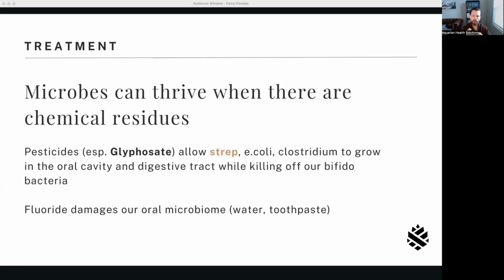And so pesticides, especially glyphosate, allows strep, E. coli, and Clostridium to grow in the oral cavity and digestive tract while killing off our good bacteria, like our bifidobacteria and the lactobacillus. And so if I'm constantly exposing myself to glyphosate, especially with food, then I'm going to have a problem with strep, especially if I already have a problem with it. And the other thing too is fluoride damages our oral microbiome. So we have to strongly consider the water we're drinking and the toothpaste we're using. Because if I'm constantly insulting my oral microbiome and my tonsils, which are very close to my brain, with all these chemicals that are allowing strep or other microbes to grow, I'm always going to be 2 steps forward, 1 step back.